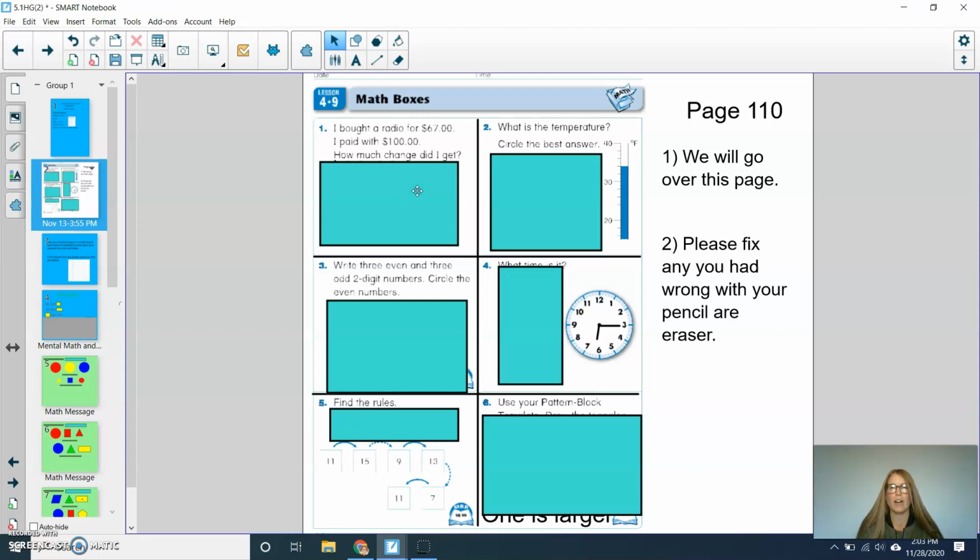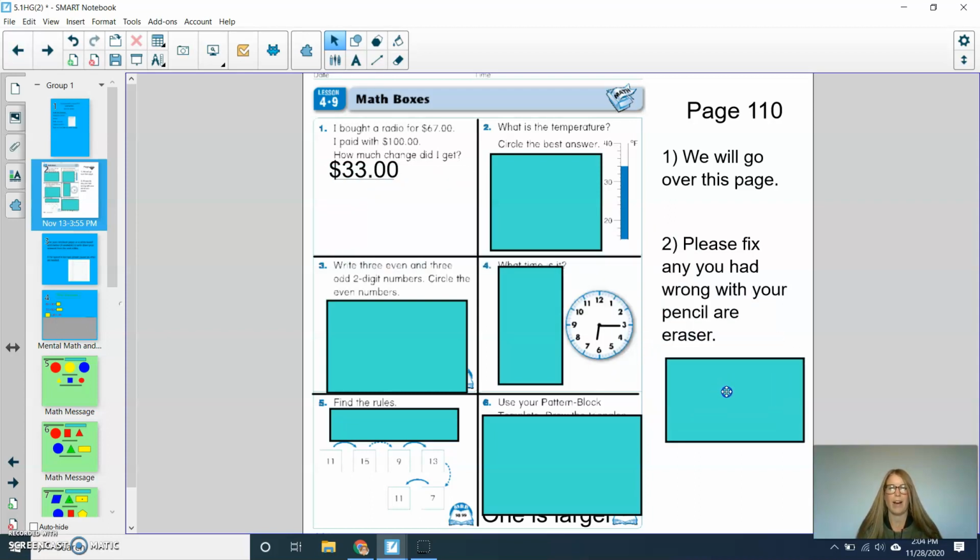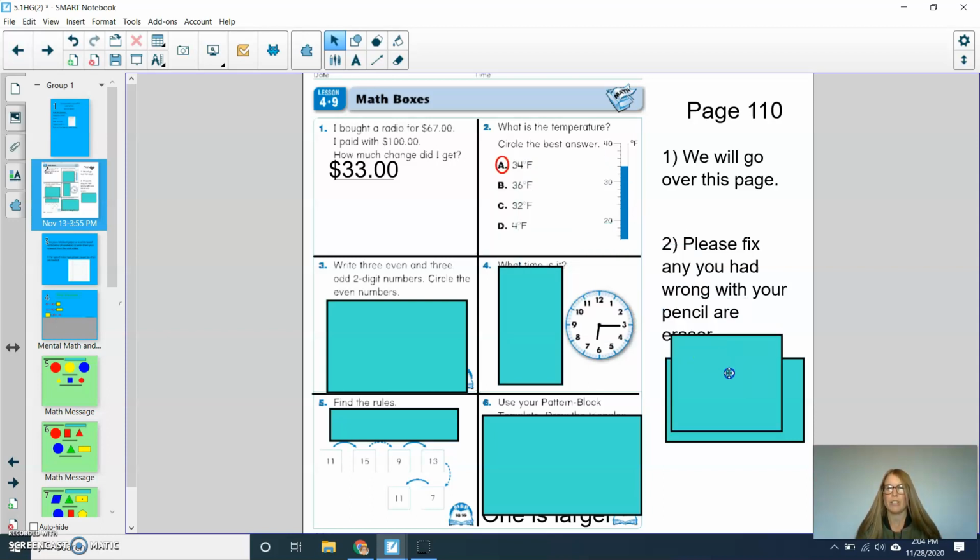So you can either solve this problem by starting at 67 and counting up until you get to 100, or you can start at 100 and subtract 67. So I was able to figure out that $33 would be how much change I would get back. 67 plus 33 equals 100. For question number 2, what is the temperature? And you should have circled 34 degrees.